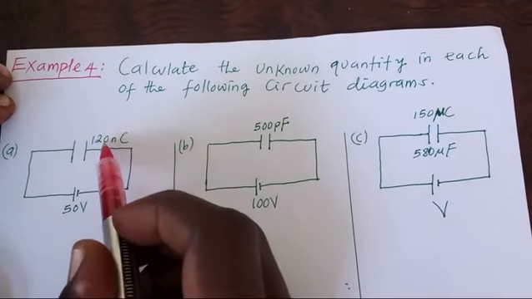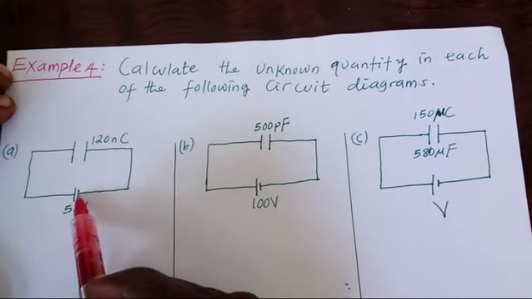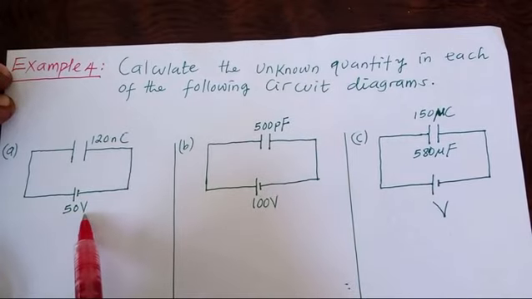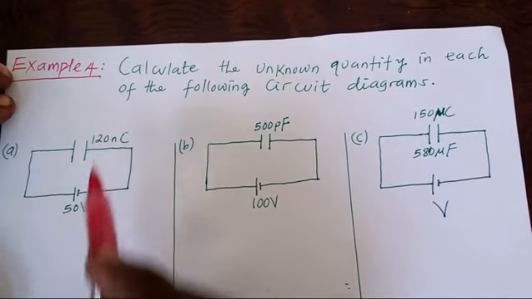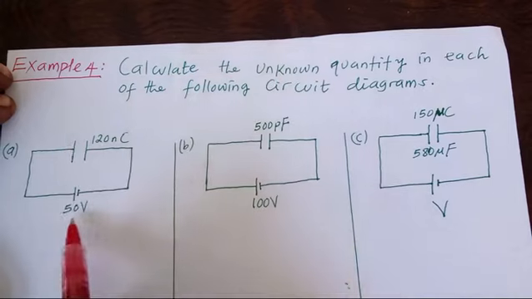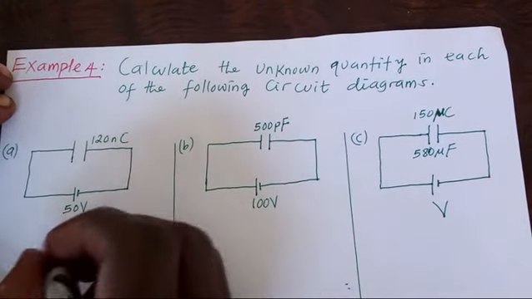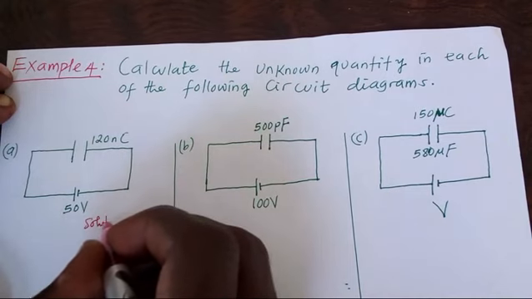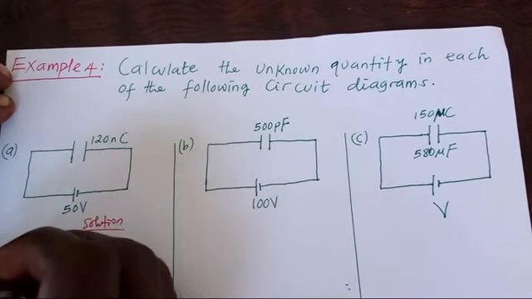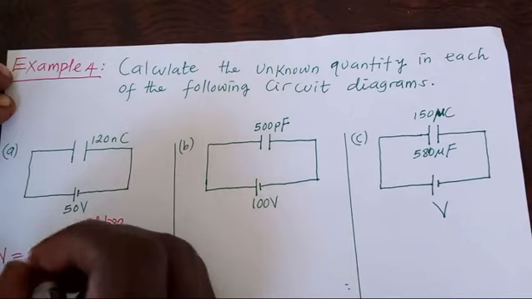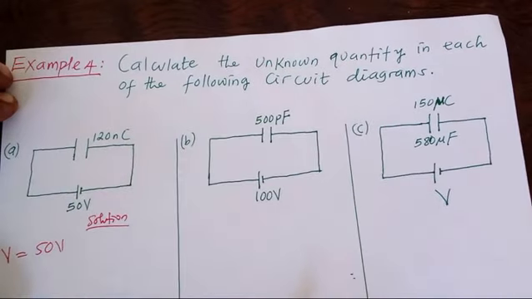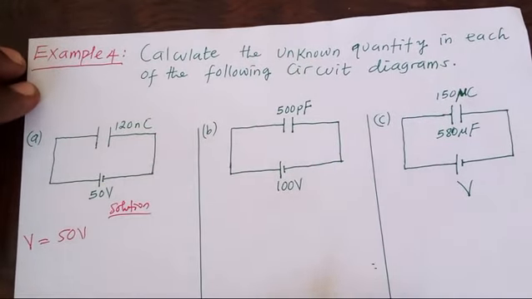Here you have the capacitor connected to a battery. The voltage of the battery is 50 volts, so this means the PD across the capacitor is 50 volts. So here, a solution, let's solve this one. Our V is 50 volt.